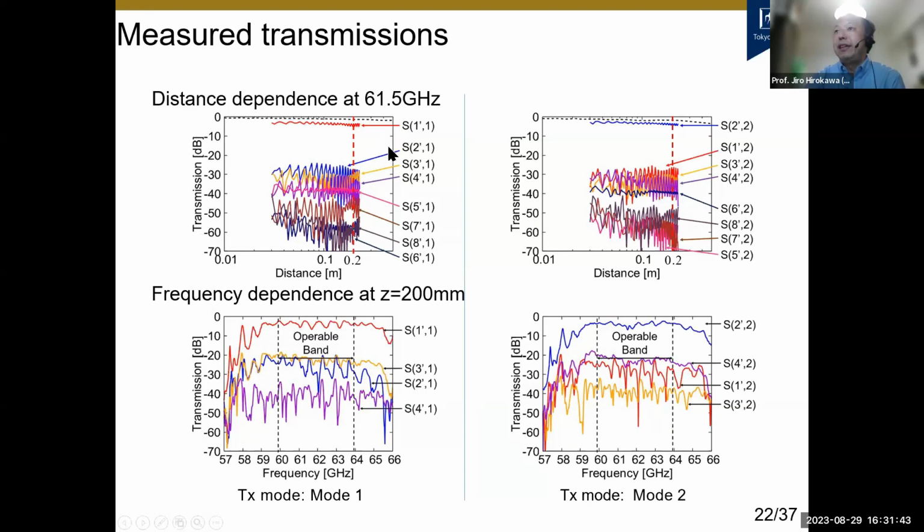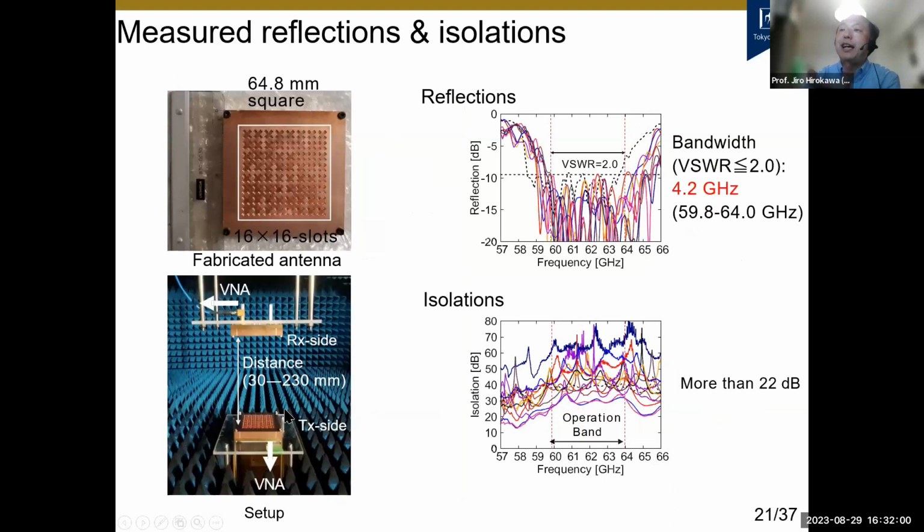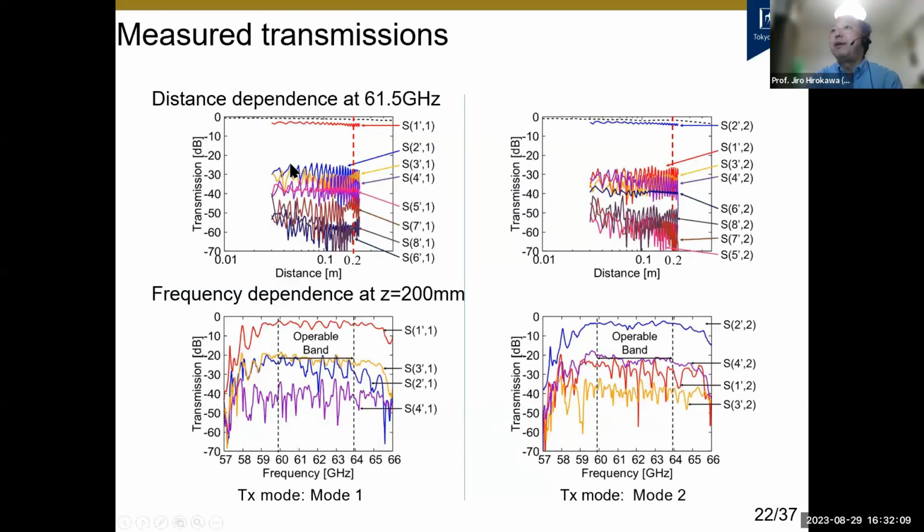So the S11 is the desired one, okay? And the other color line shows the isolation level. In this case, we have the alignment mechanically, so we have better isolation, more than 22 dB. And also, of course, the frequency dependence is also very flat, considering the wideband characteristics of corporate feed circuits.